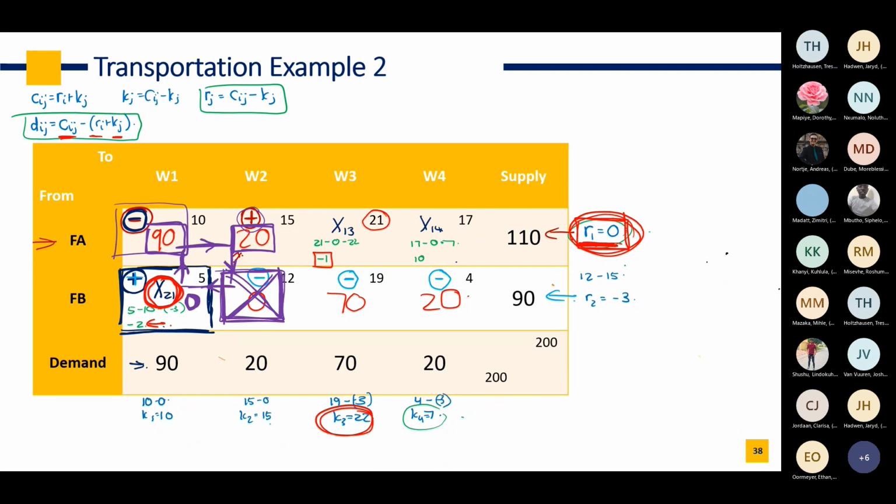Okay. But forget the fancy terminology and just see it as its impact on the objective function. So negative means it's going to decrease the objective function. Positive means it will increase the objective function. Okay.